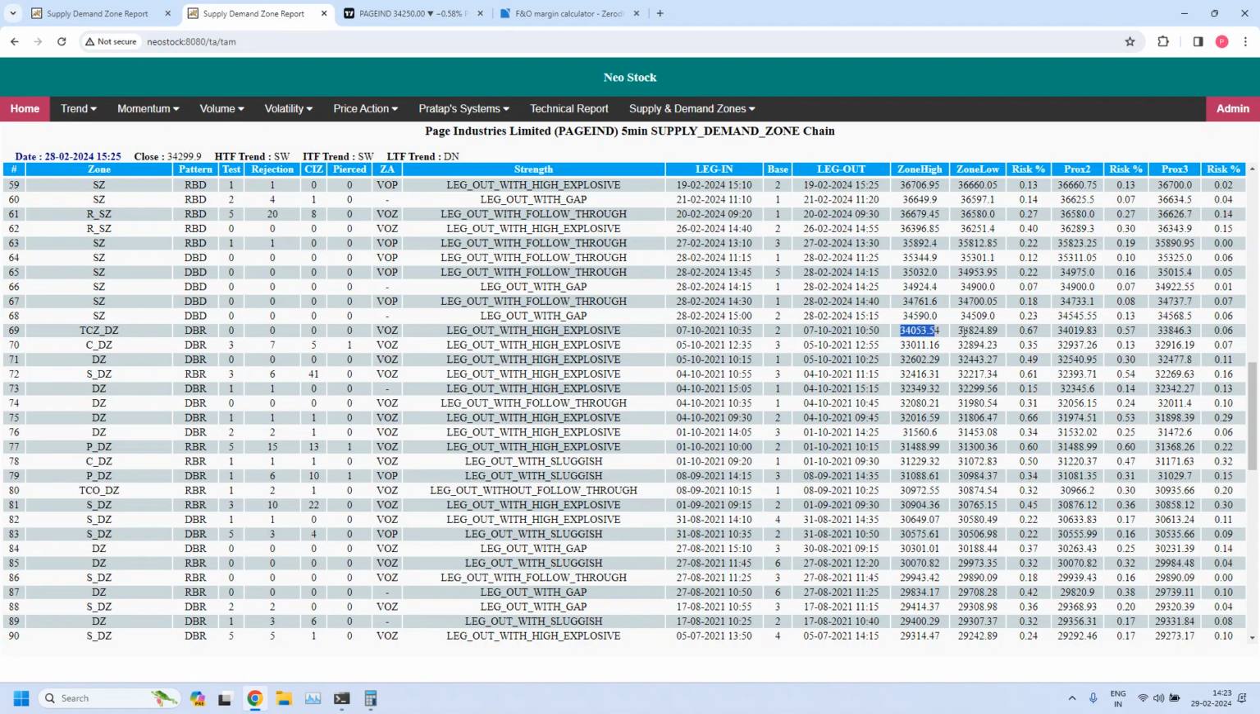Zone high and zone low is our stop loss. And this is a valid zone. How many base candles are there? This zone has 2 base candles. Perfect zone. 33824.89, that means 90 paisa.